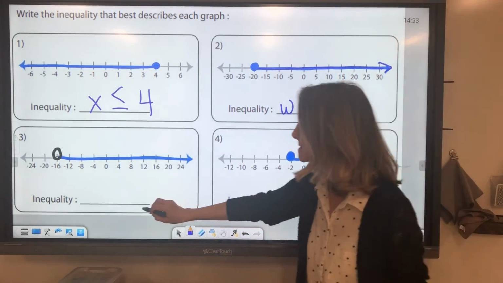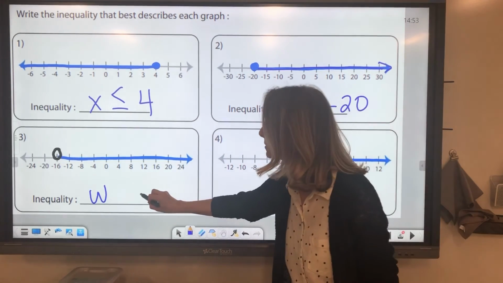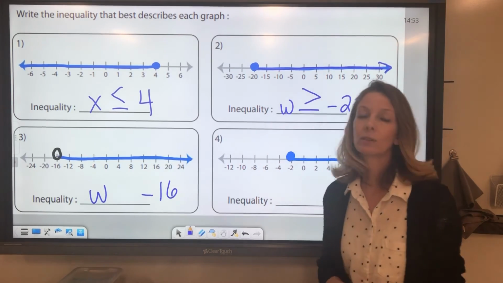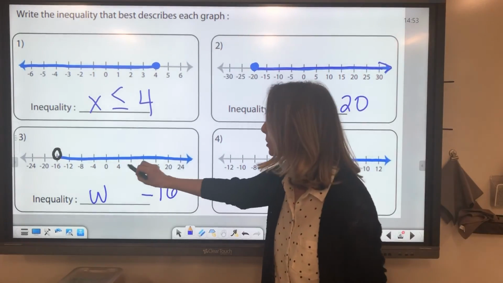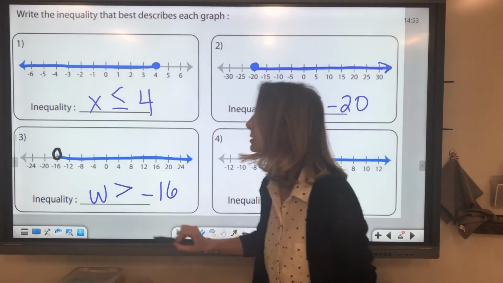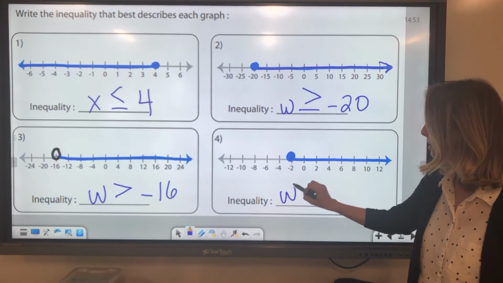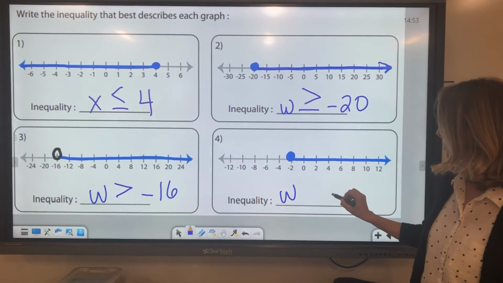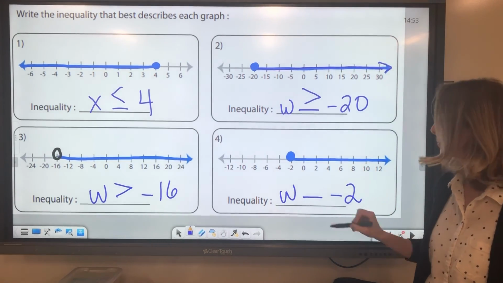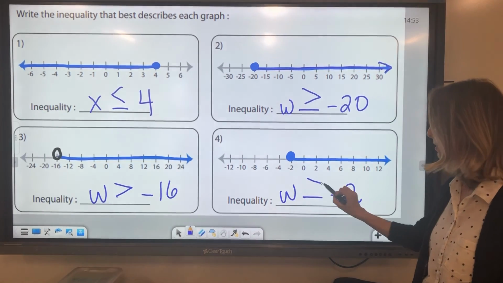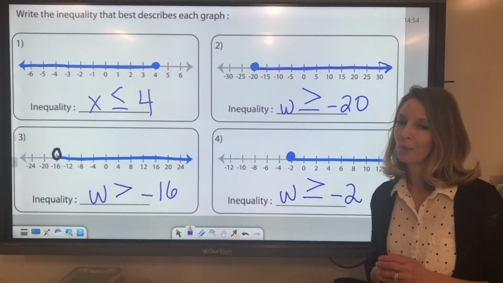Number 3, I'll use w again. My circle is on -16. And I notice my circle is not colored in, it's not filled in, so this is not an or equal to. My line is going to the right, which means the numbers are getting larger, so it is greater than. All right, one more. Number 4, we have w. My circle is on -2. It is a filled in or colored circle, so it could be equal to, or anything that is larger or greater than. So that's how to take a graph and write an inequality. Now it's your turn to do some more practice on a Google slide.